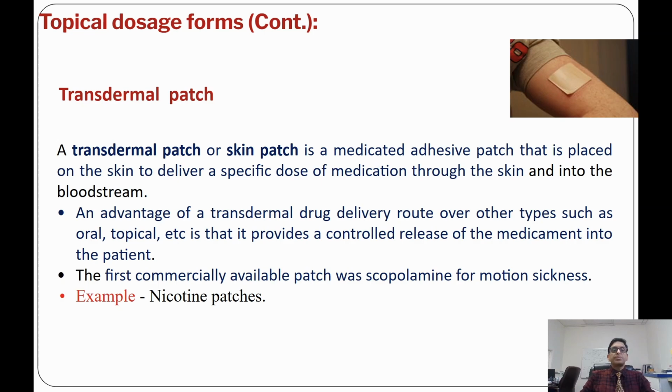Under the topical dosage forms, transdermal patches. Transdermal patches or skin patches are medicated adhesive patches that are placed on the skin to deliver a specific dose of medication through the skin and into the bloodstream. So transdermal patches are placed over the skin, which delivers the drug to systemic circulation, or to the bloodstream.